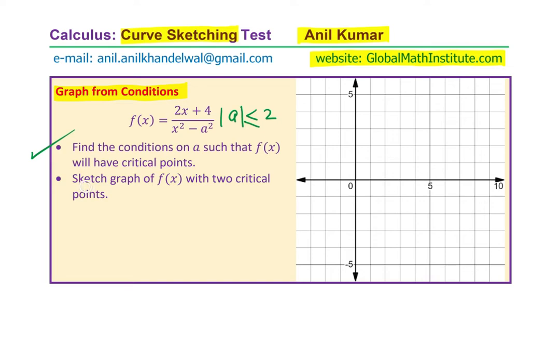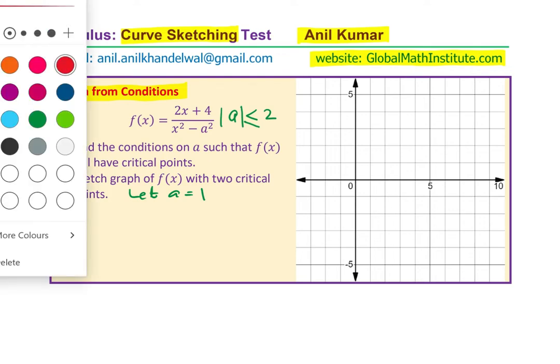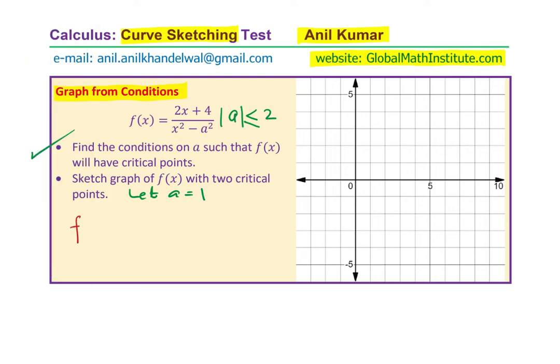Now, sketch the graph of f of x with 2 critical points, right? So if I want 2 critical points, definitely I have to take a value which is less than 2, right? So then I say, well, let a equals 1. Is it clear to you? So I'm taking a as 1, and now I have to sketch the graph. So I'm sketching the graph of f of x equals 2x plus 4 over x squared minus 1.